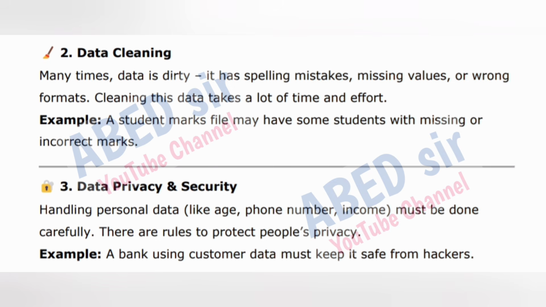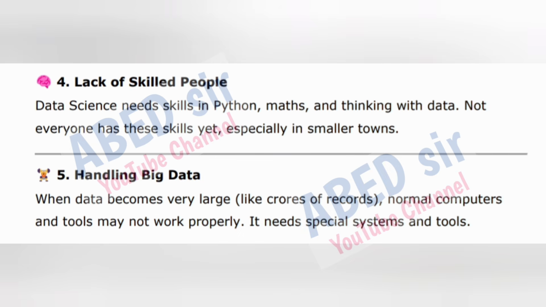3. Data privacy and security. Handling personal data, like age, phone number, income, must be done carefully. There are rules to protect people's privacy. Example, a bank using customer data must keep it safe from hackers. 4. Lack of skilled people. Data science needs skills in Python, maths, and thinking with data. Not everyone has these skills yet, especially in smaller towns.